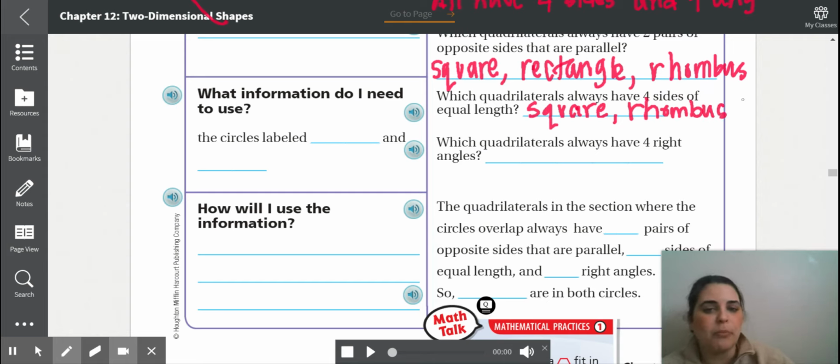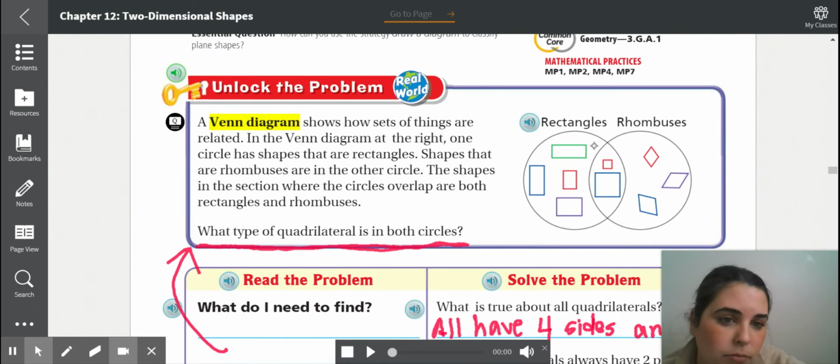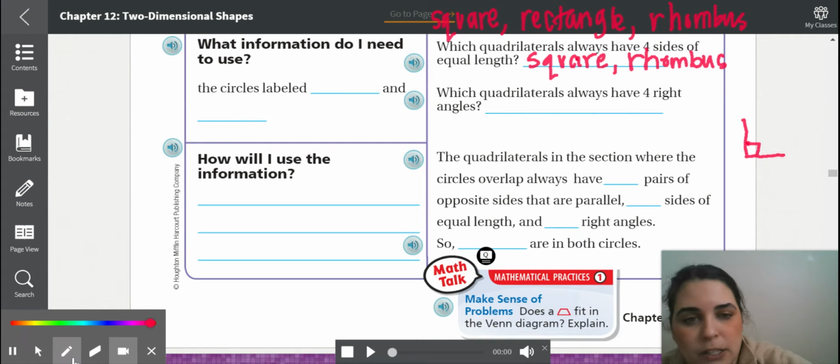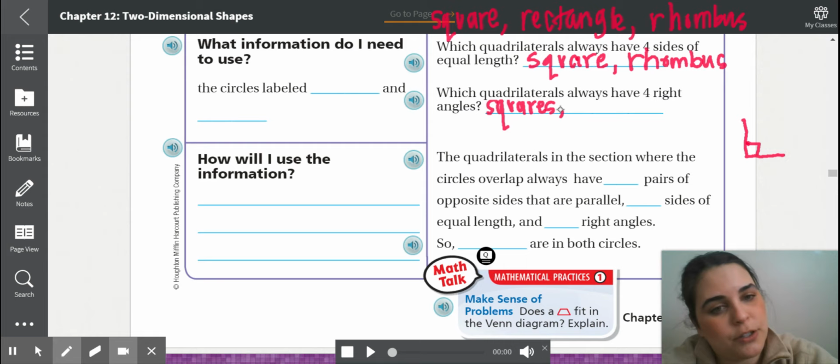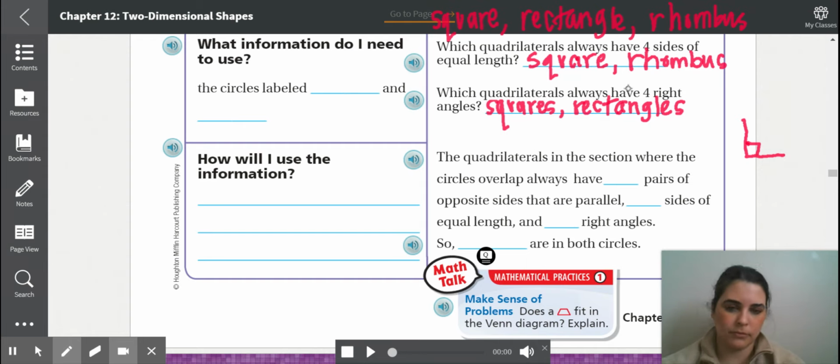Okay, last question. Which quadrilaterals always have right angles? So that means they always have all of their line segments make right angles. So if you need, go back up here and look. Which ones always have right angles? Well, we know that squares do. And so do rectangles.